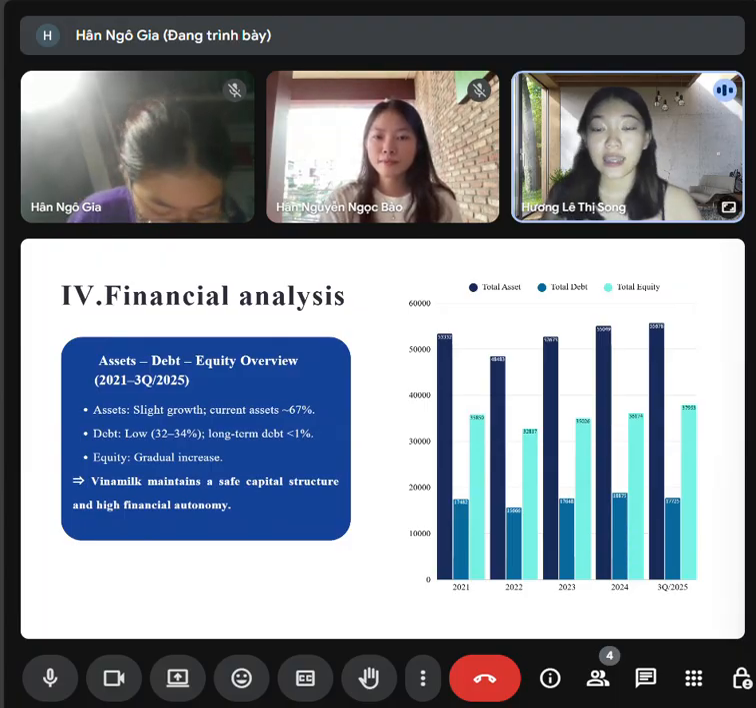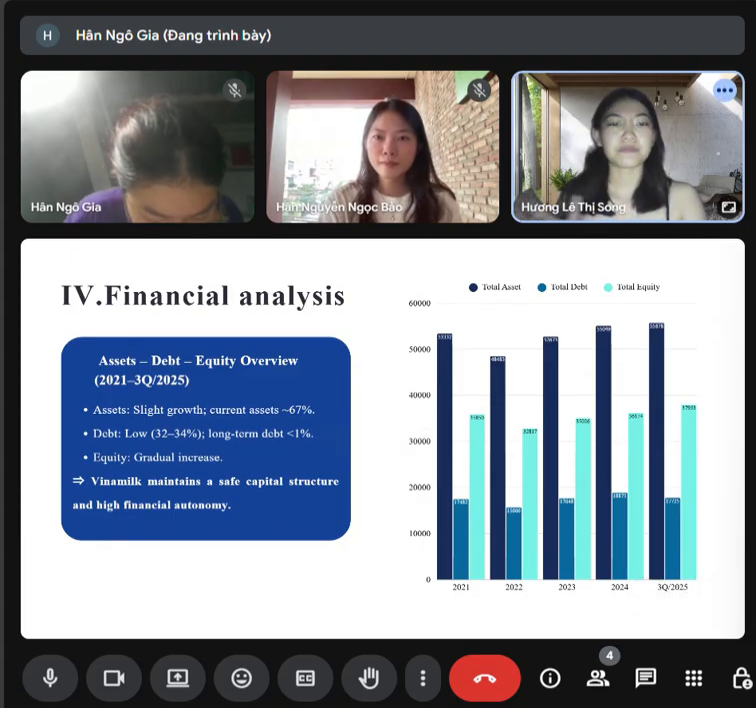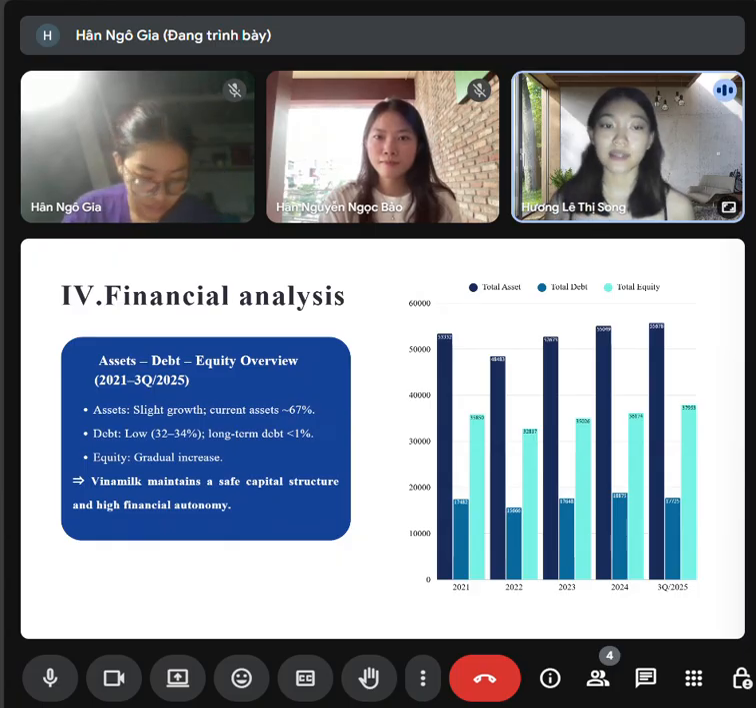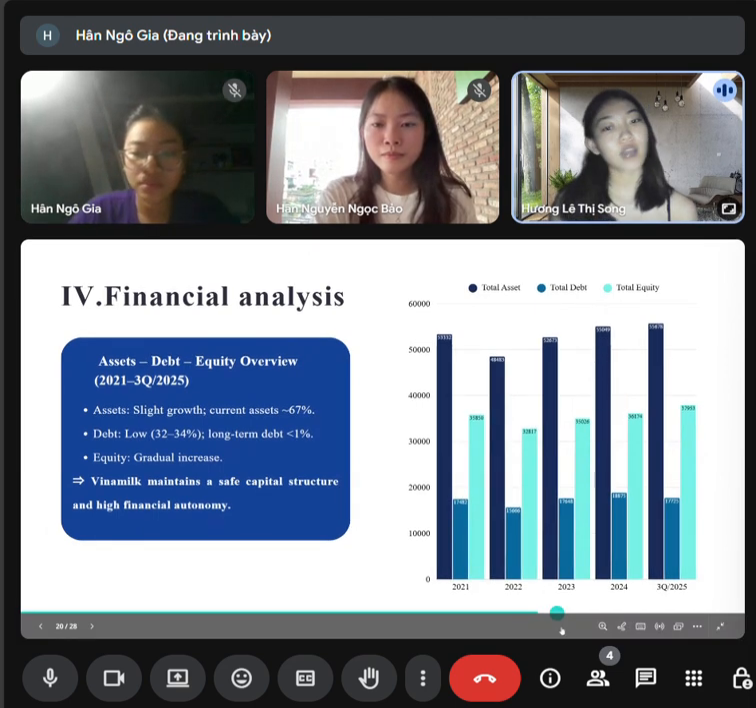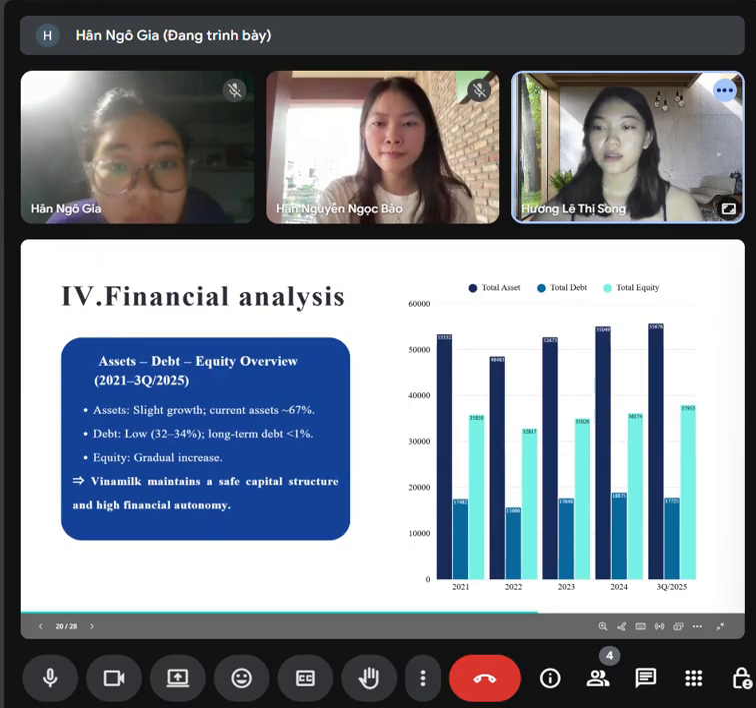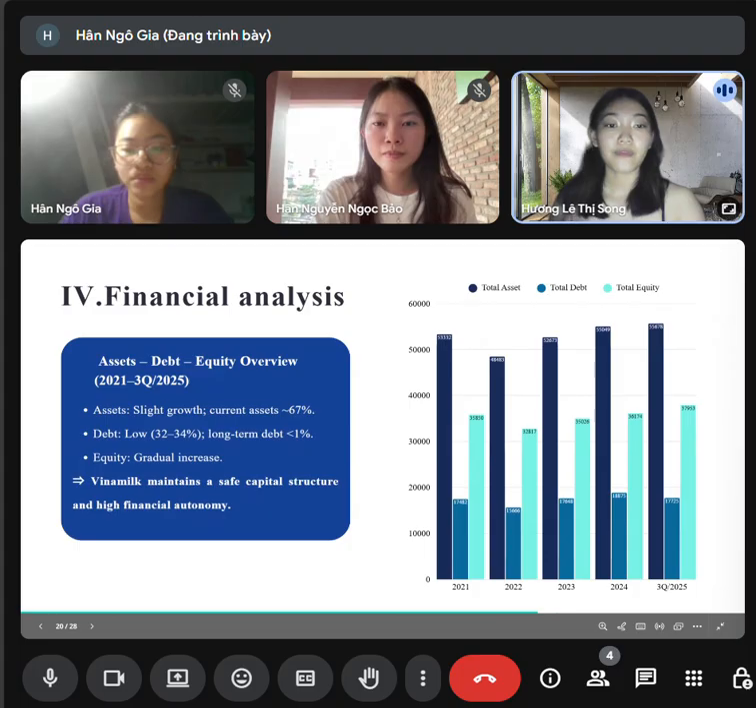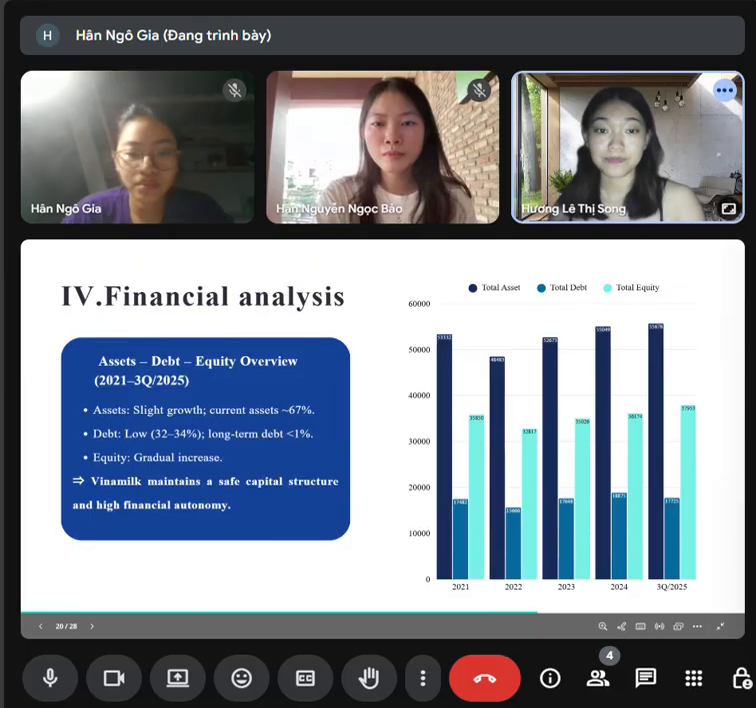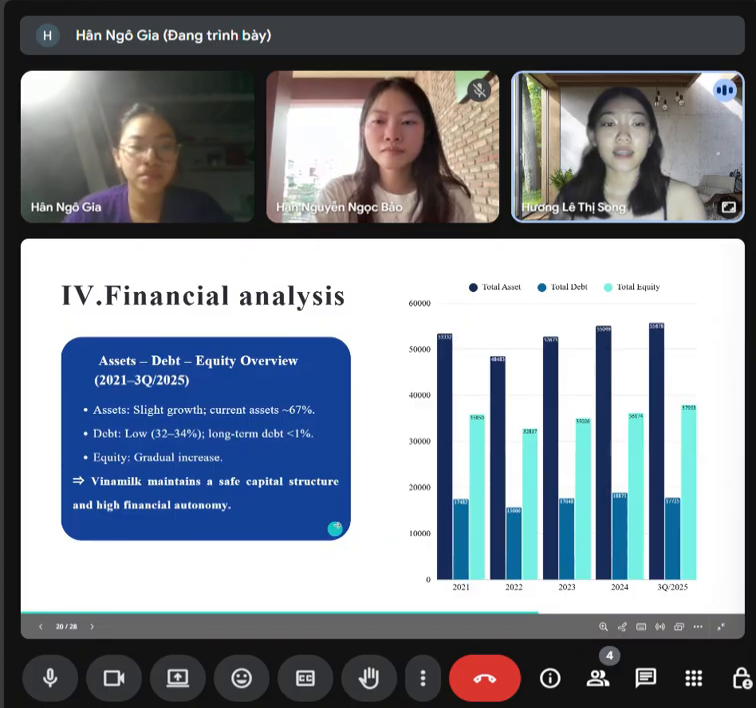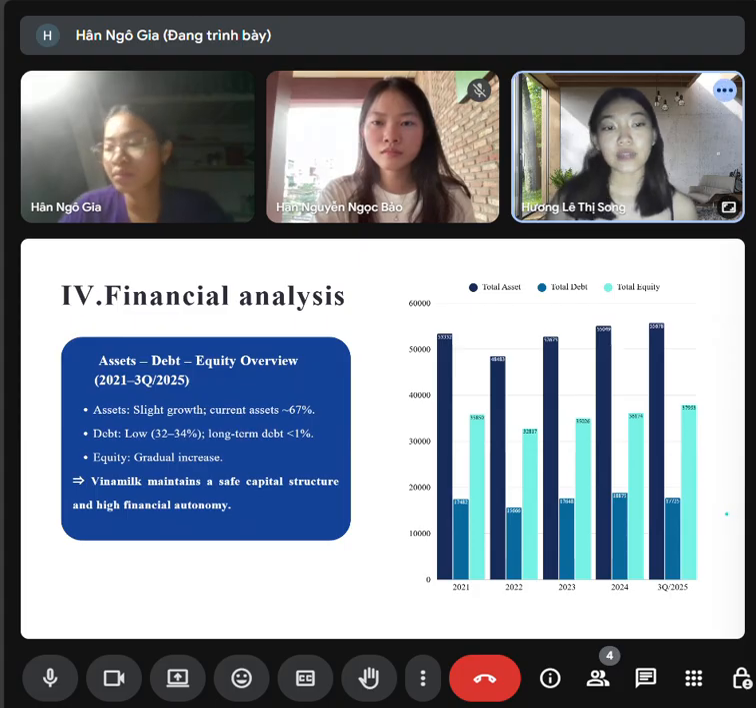Next slide, I will talk about the asset, debt and equity overview. You can see on the slide that during the analysis period total assets increased slightly, in which short-term assets account for 67%, with the FMCG model requiring large working capital. Debt remains low at 32 to 34% of assets, and in particular, long-term debt is almost 1%. This means that Vinamilk is almost not dependent on long-term loans, and next, the equity increased, reflecting good accumulation.